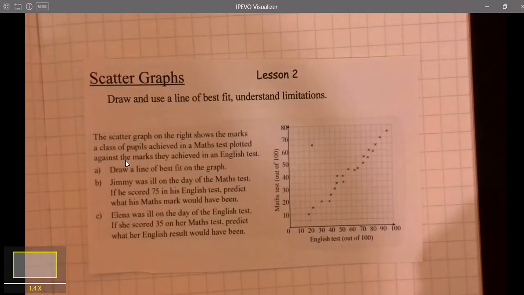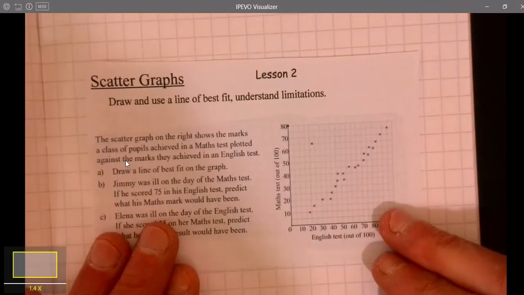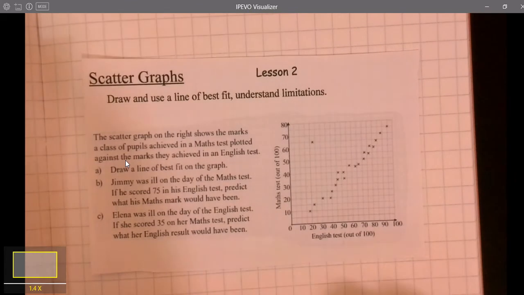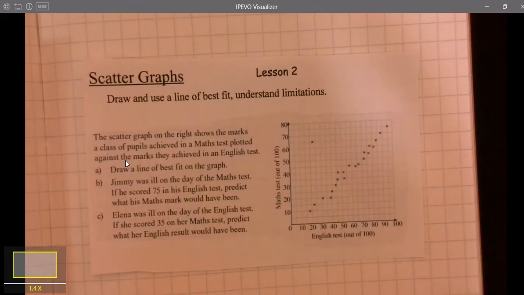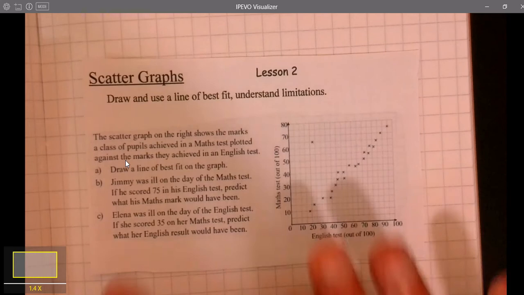Right then, so let's have a look, see how we can move this on. What we're going to look at today is using line of best fit, and also understanding where we can use it and where we cannot use it. We're going to go on to this one in just a second.